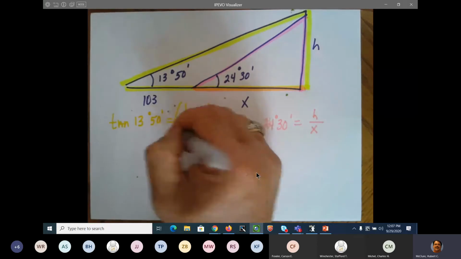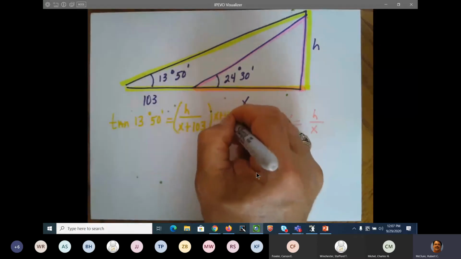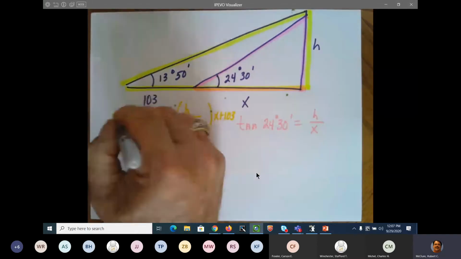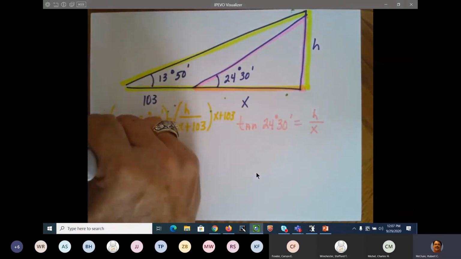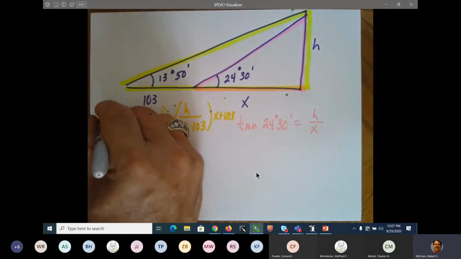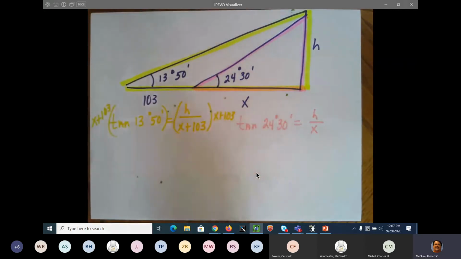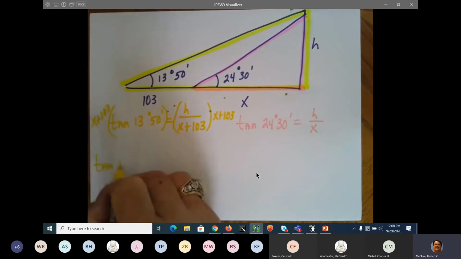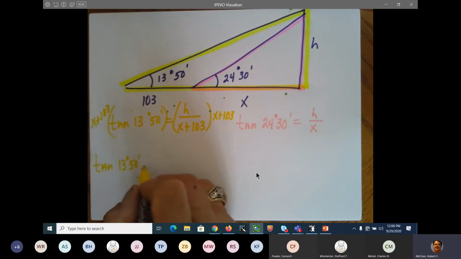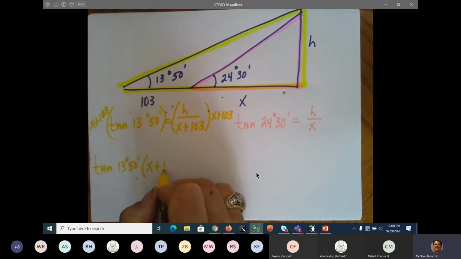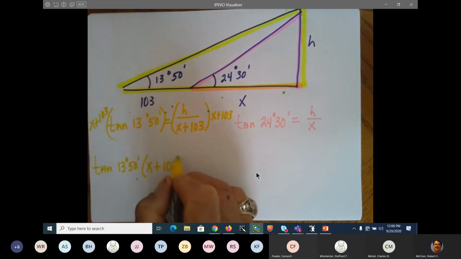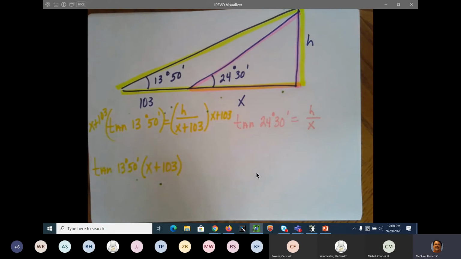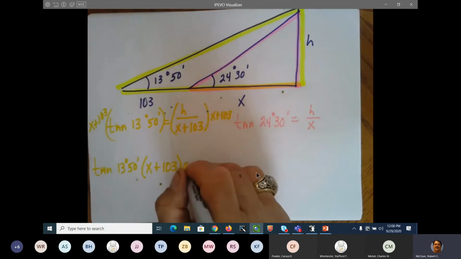Multiply by x plus 103. So tangent of 1350 times x plus 103 is equal to h.